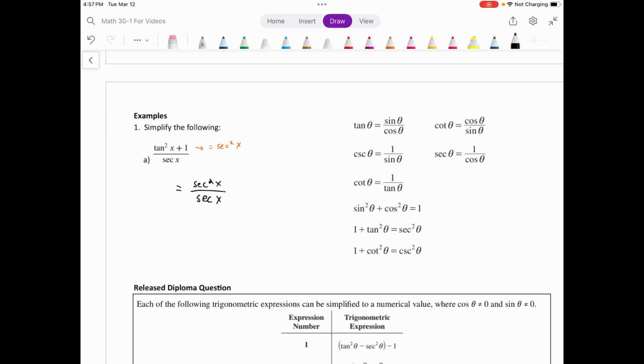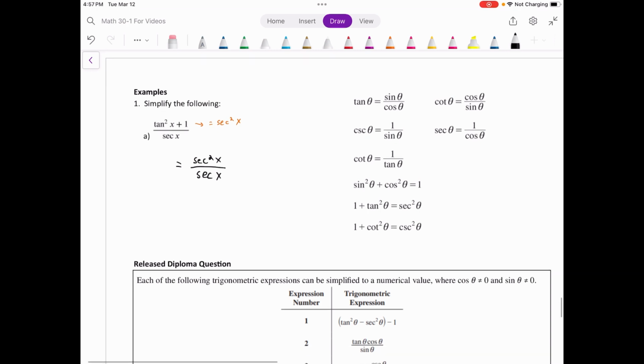So now we know we can write this as secant squared of x over secant of x. And secant squared of x is just secant of x times secant of x, and we're dividing it by secant x, so the squared can cancel. This actually just equals secant x, right? So all I did there, I saw this tan squared of x plus 1 and thought, ooh, that seems kind of Pythagorean. Went to my formula sheet, and 1 plus tan squared theta is secant squared theta. So tan squared x plus 1 is just secant squared x, and then we have secant squared x over secant x. That simplifies to just secant x.